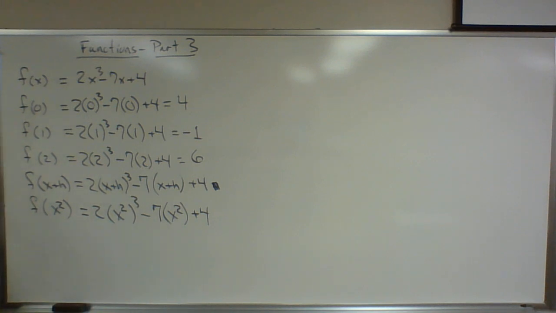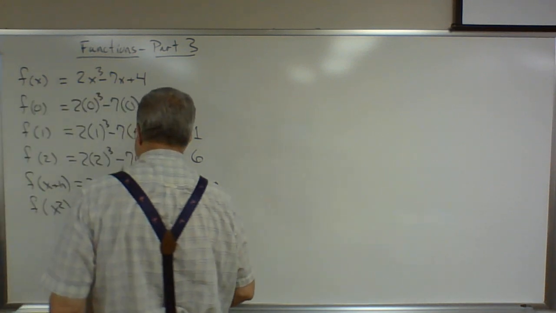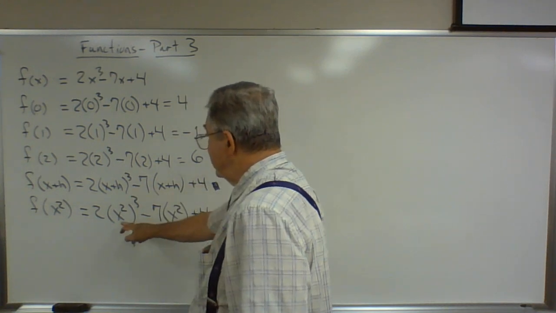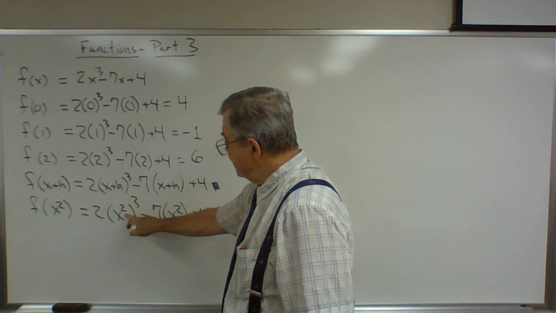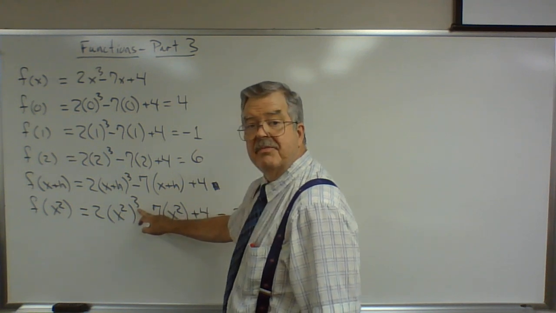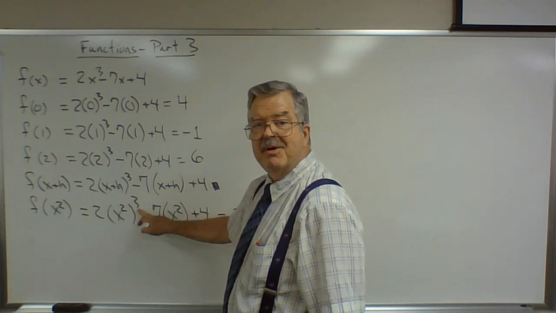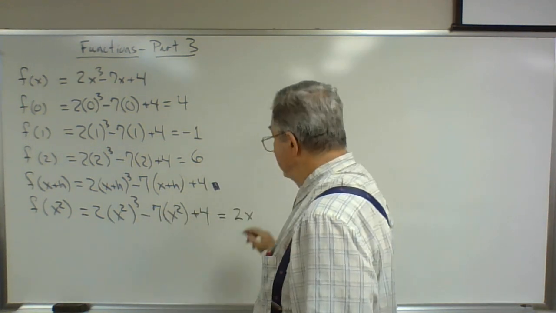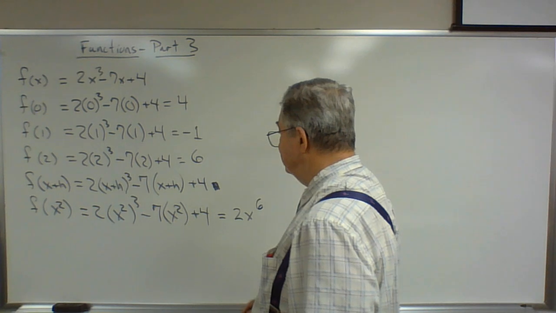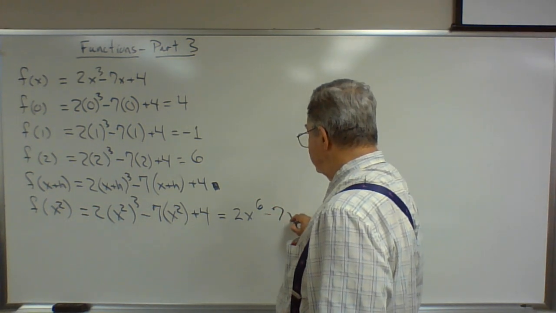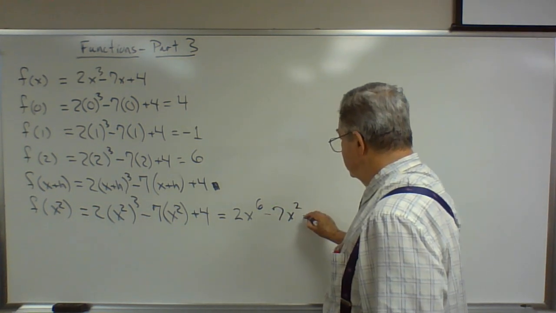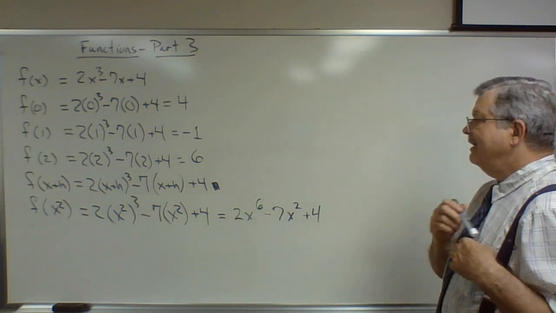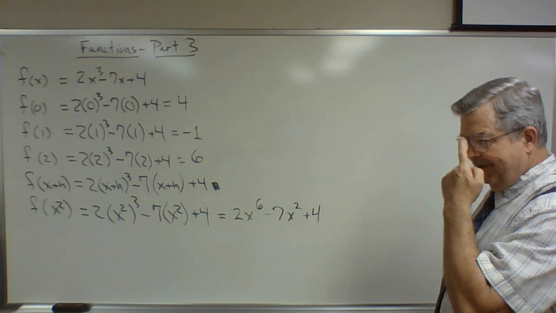Now, I guess I can simplify this somewhat easily, so I'll do it. We have something raised to a power, that whole thing raised to a power. Do you remember what the exponents do? You're right, they multiply. So this is x to the 6th minus 7x squared plus 4. Excellent.